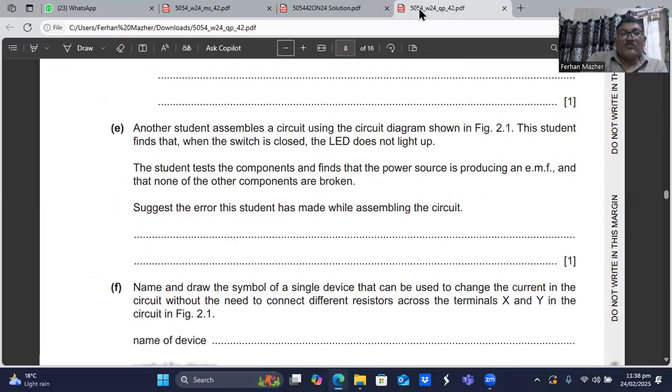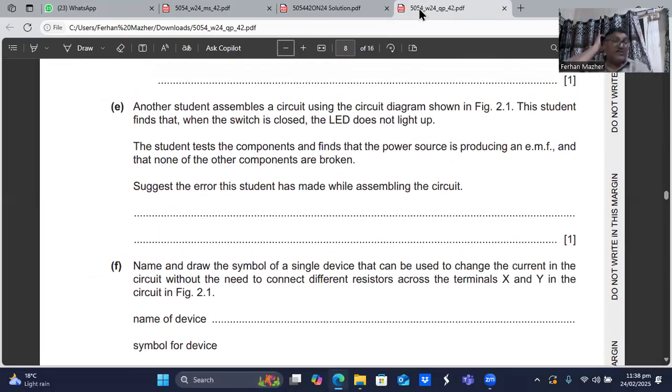Then the question is, another student assembles a circuit using the circuit diagram shown in figure 2.1. This student finds that when the switch is closed, the LED does not light up. The student tests the components and finds that the power source is producing the EMF and that none of the other components are broken. Suggest the error this student has made while assembling the circuit.